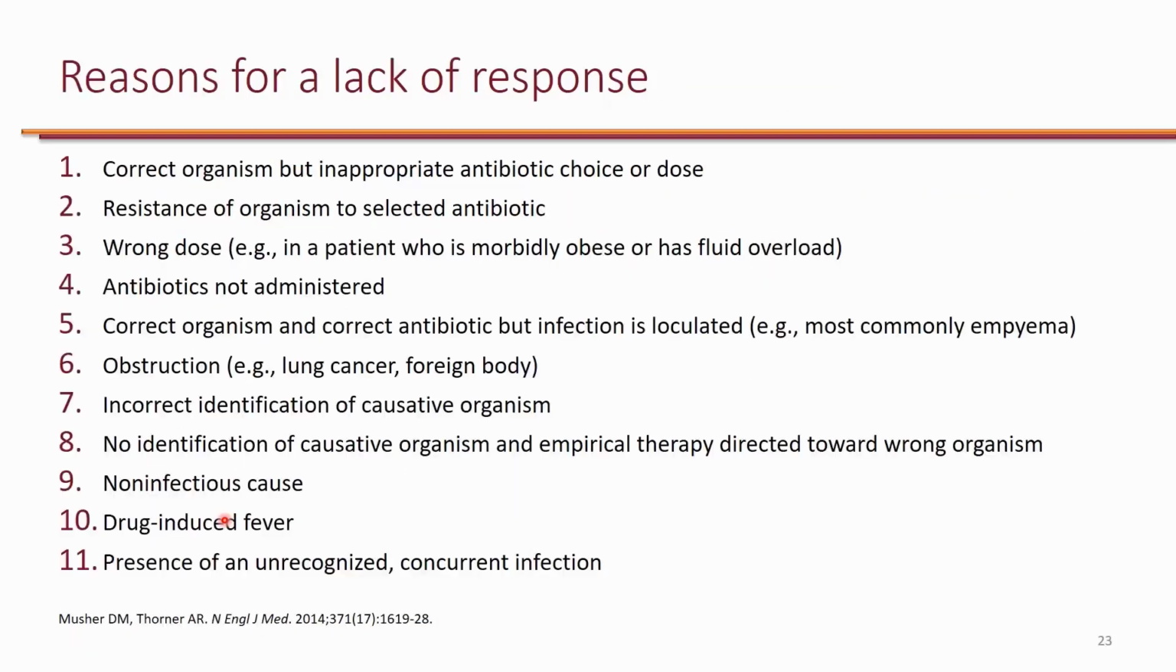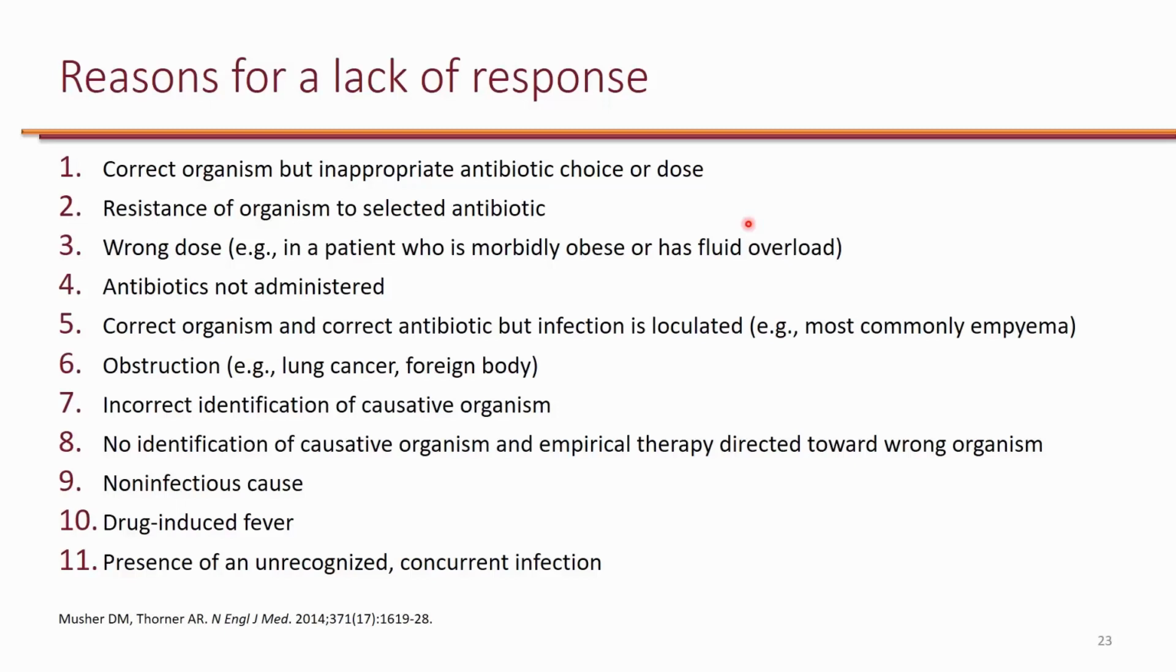And of course, we have to make sure that the patient is clinically improving before we change from IV to PO. Sometimes the patient may not be improving, and there could be different reasons for it. One reason, of course, could be that we have identified the correct organism, or empirically we are targeting the right organism, but we use the inappropriate antibiotic, or we were using the wrong dose.